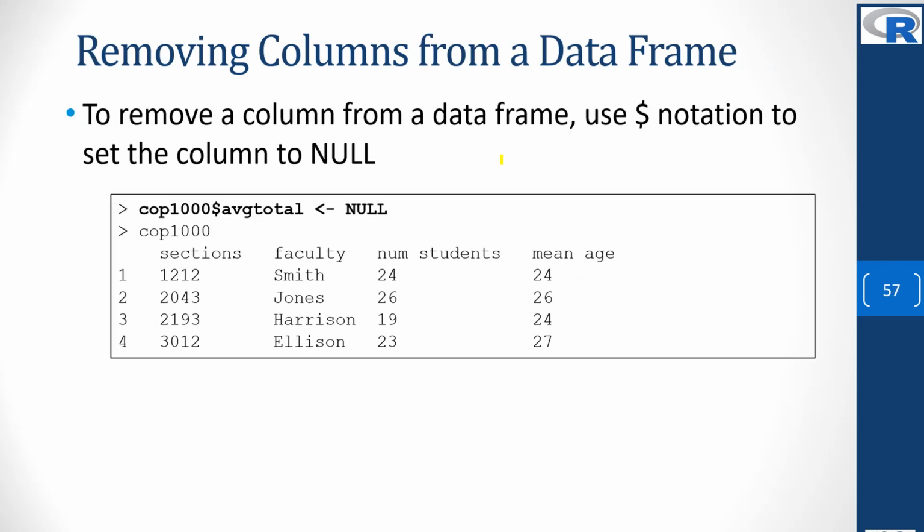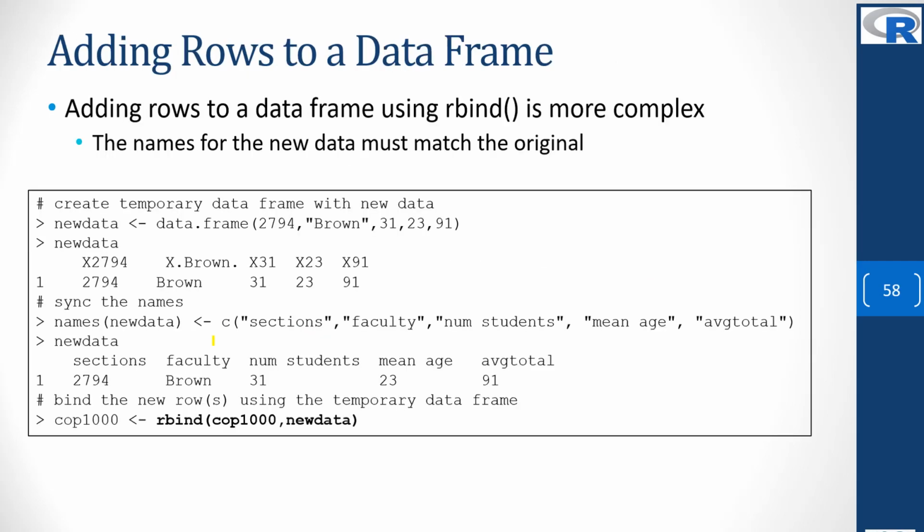To remove a column from a data frame, you set the column to null using the $ sign notation. So that average total column we just added, let's get rid of it. COP1000 $ average total, assign it the value null, and you see now it basically just deletes the column from the data frame. If you want to add rows to a data frame, well, rbind.